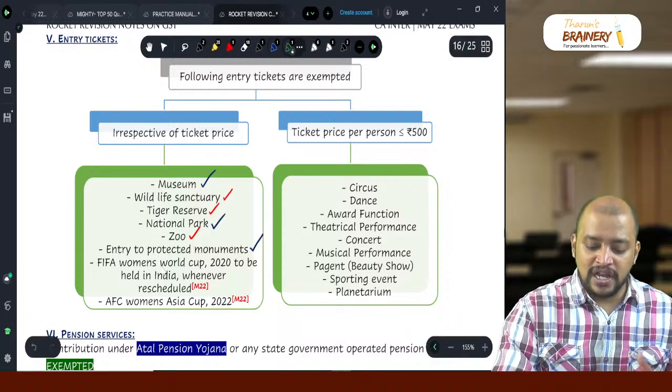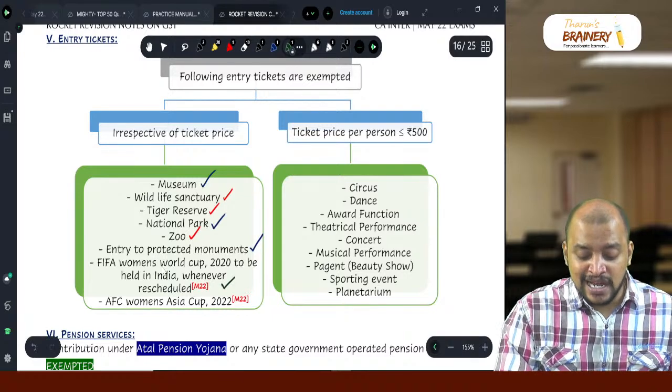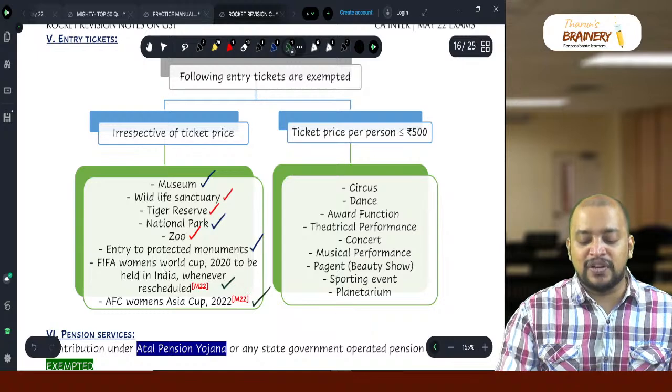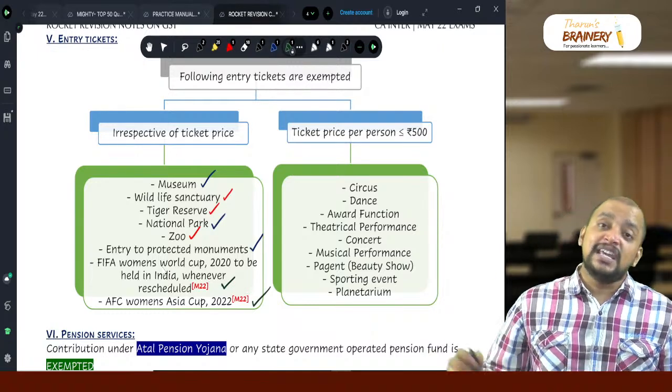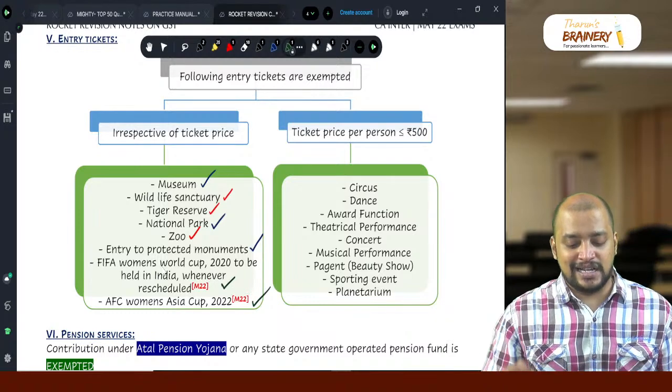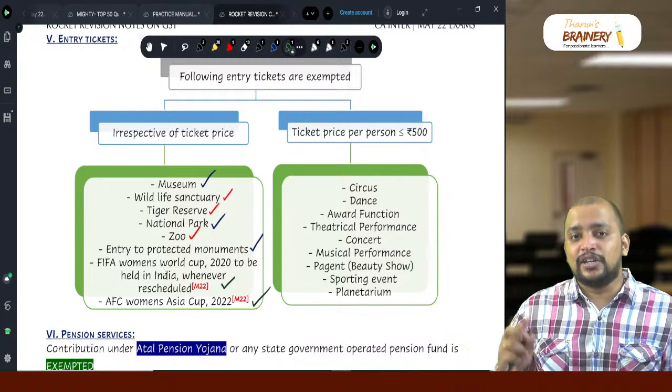What are those 2 events? FIFA Under 17 Women's World Cup 2020 and AFC Women's Asia Cup 2022. So these 2 entry tickets are sporting events. Irrespective of the ticket price, the entry ticket is exempted. Okay, total, we have 8 points that we need to remember.